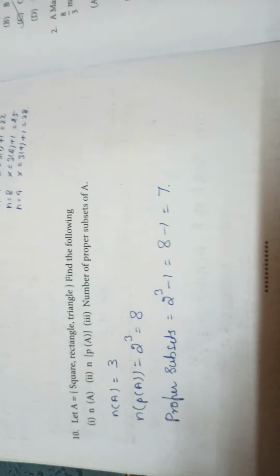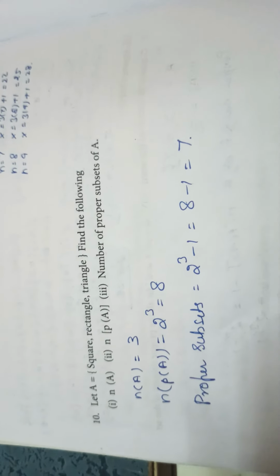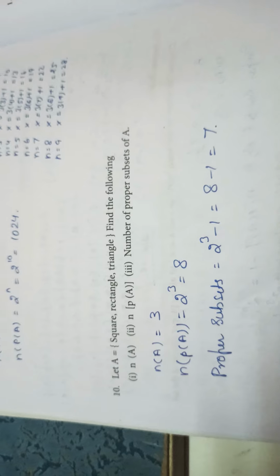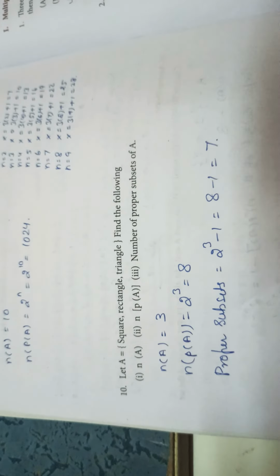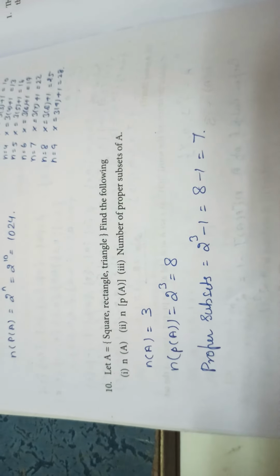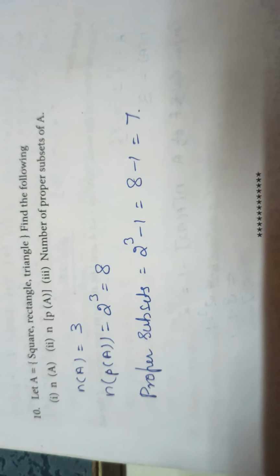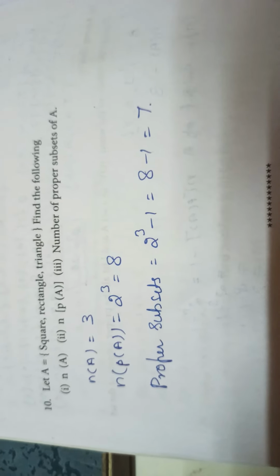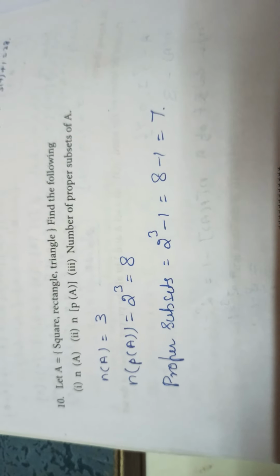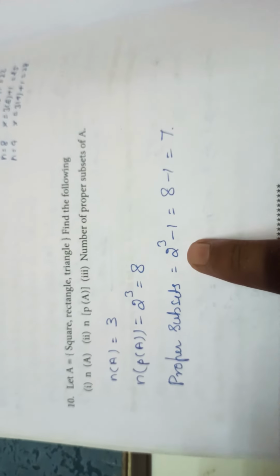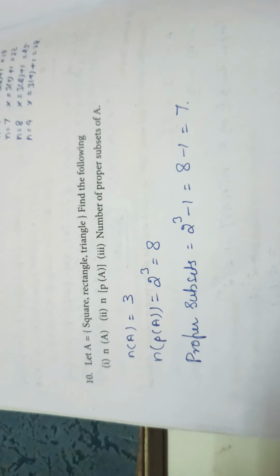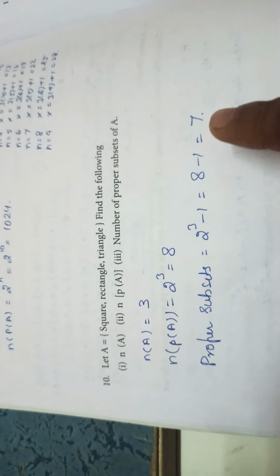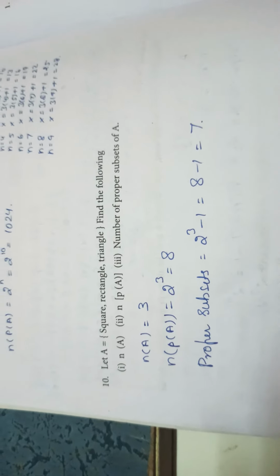The last part of this video is this question. Let A be equal to square, rectangle and triangle. Find the following: n of A, n of P of A, and the number of proper subsets of A. So as you can see, n of A contains only 3 elements. n of P of A will be 2 power 3, which is 8. And then the proper subsets, they did not ask to write the proper subsets, they asked only the number of proper subsets. So we write 2 power 3 minus 1, which is equal to 7. Thank you.